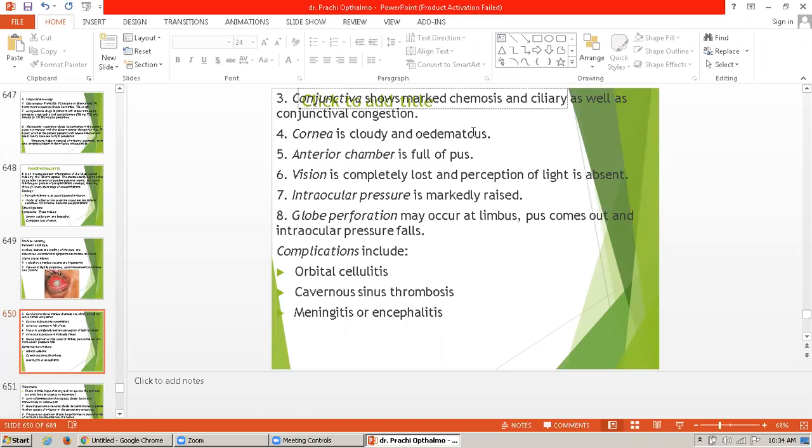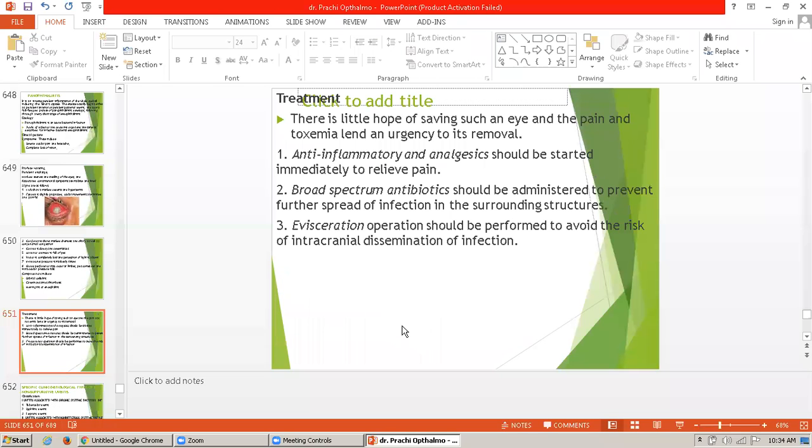Conjunctiva shows chemosis, ciliary and conjunctival congestion, with a cloudy and edematous cornea. Anterior chamber is full of pus and vision is completely lost and perception of light is absent. So intraocular pressure is raised, there is globe perforation at the limbus and pus comes out. Complications include orbital cellulitis, cavernous sinus thrombosis, meningitis, or encephalitis.